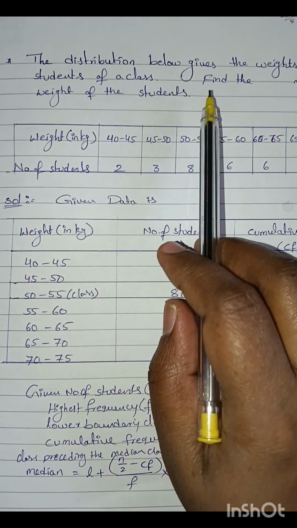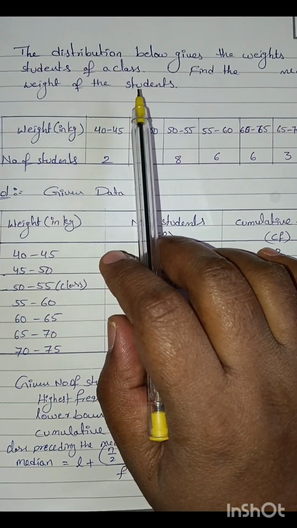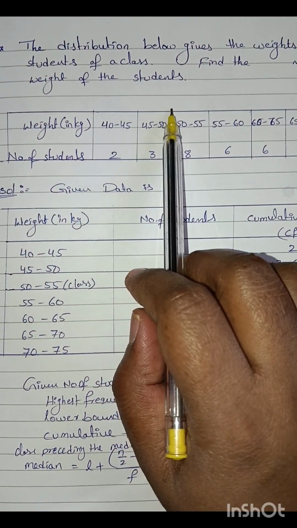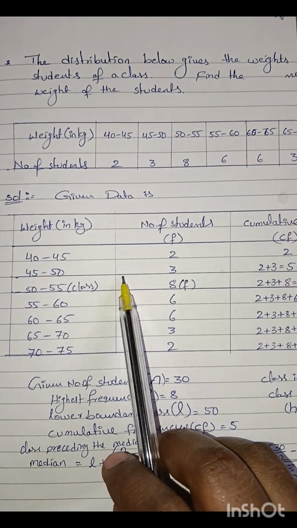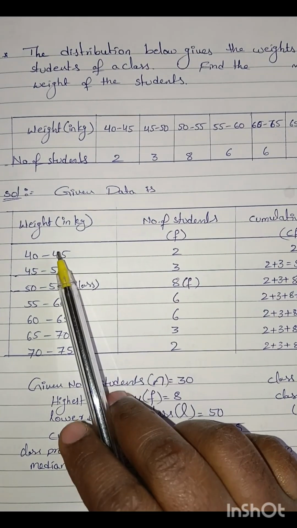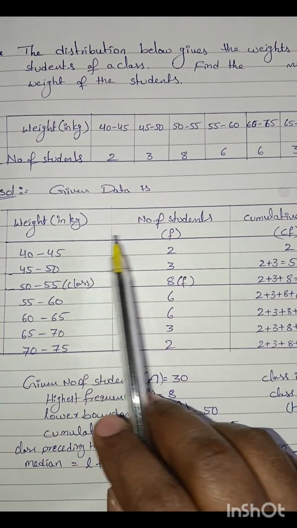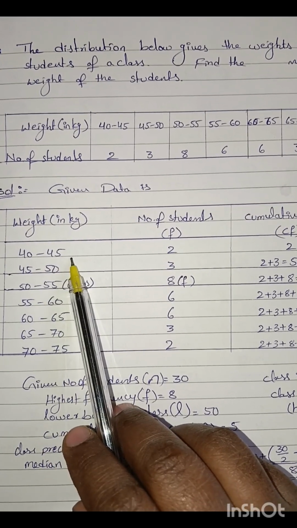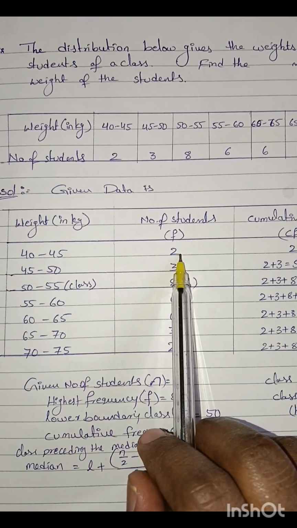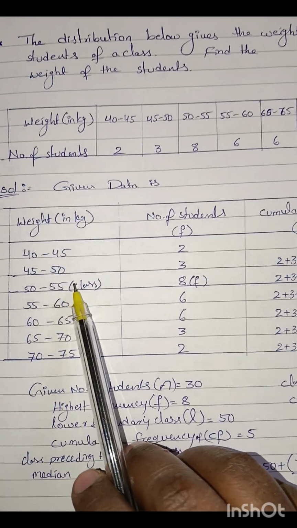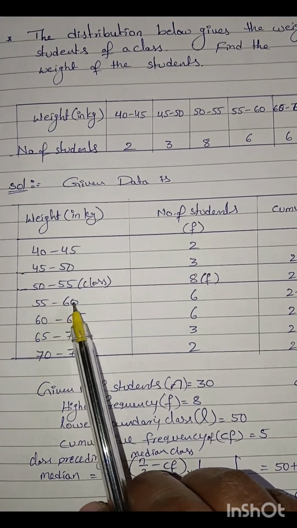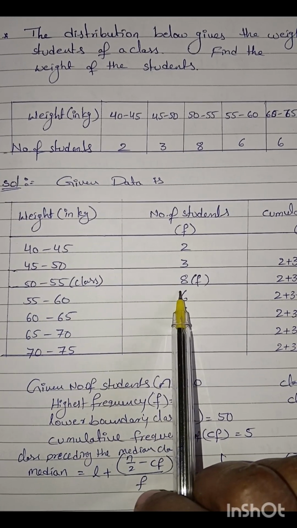In this problem, given the weights of the students of a class, find the median weight of the students. Solution. Given data is weight in kgs and number of students. So 40 to 45 kgs students are 2 members. 45 to 50 kgs students are 3 members. 50 to 55 kgs students are 8 members.